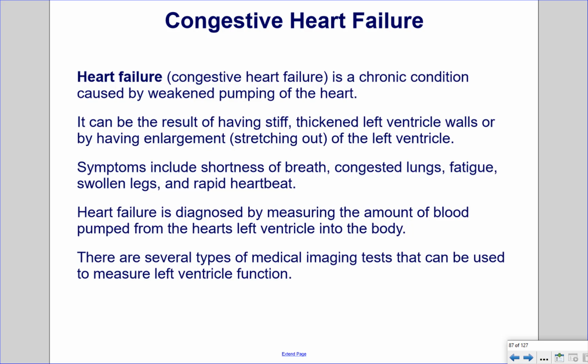Congestive heart failure. Heart failure, congestive heart failure, is a chronic condition caused by weakened pumping of the heart. It can be the result of having stiff, thickened left ventricle walls or by having enlargement, stretching out, of the left ventricle. Symptoms include shortness of breath, congested lungs, fatigue, swollen legs, and rapid heartbeat. Heart failure is diagnosed by measuring the amount of blood pumped through the heart's left ventricle into the body. There are several types of medical imaging tests that can be used to measure left ventricle function.